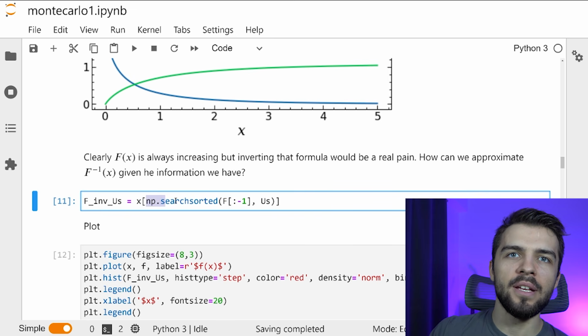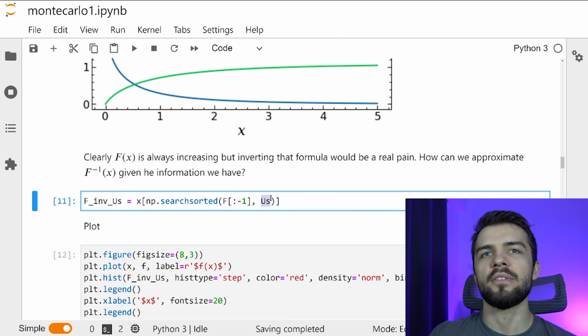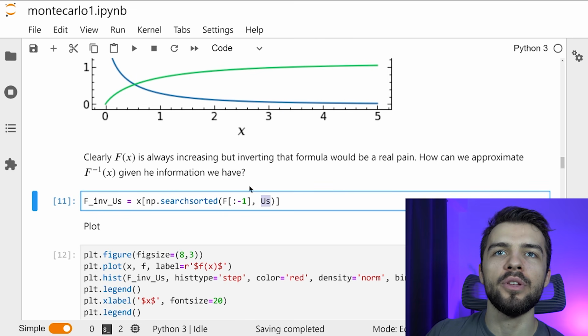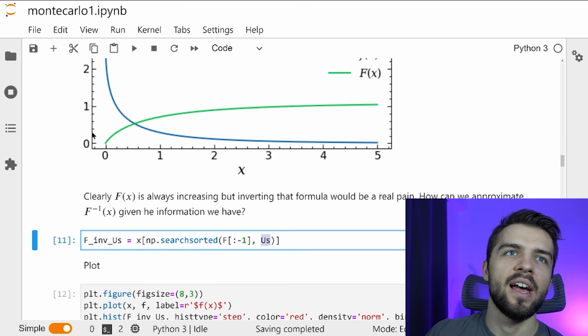And I call np.searchsorted on this array of all these values and all my random uniform numbers as well that I've generated. And so what that does is it says, okay, well, I know the u's are between 0 and 1, right? So they're sort of here like this. And so I have u is equal to 0.2, for example.